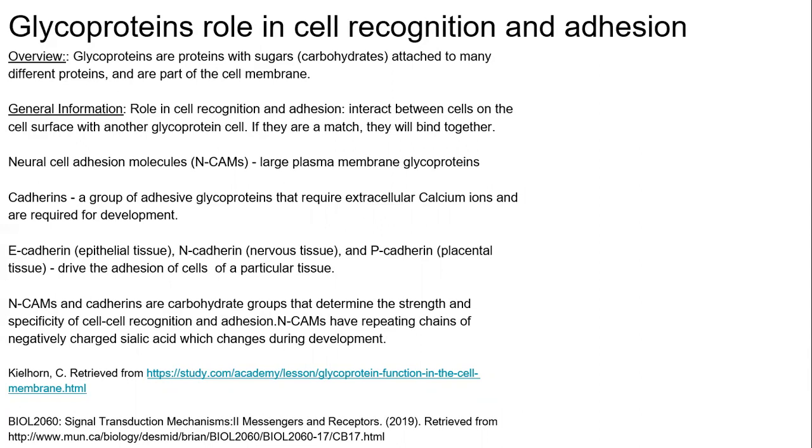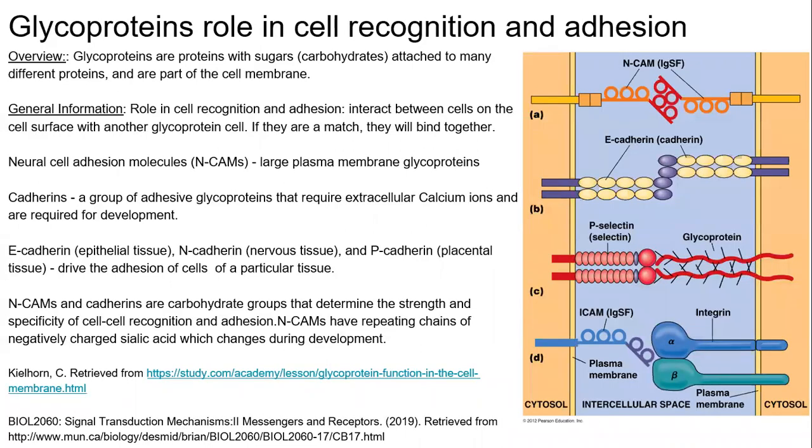Shown in this image are NCAMs and the E-cadherin glycoproteins. NCAMs have repeating chains of negatively charged sialic acid, which changes during development. If there are vesicles with NCAMs with little sialic acid, they bind tighter than those with large amounts. If there's a loss of sialic acid from a glycoprotein, it may target old erythrocytes for destruction in the spleen.